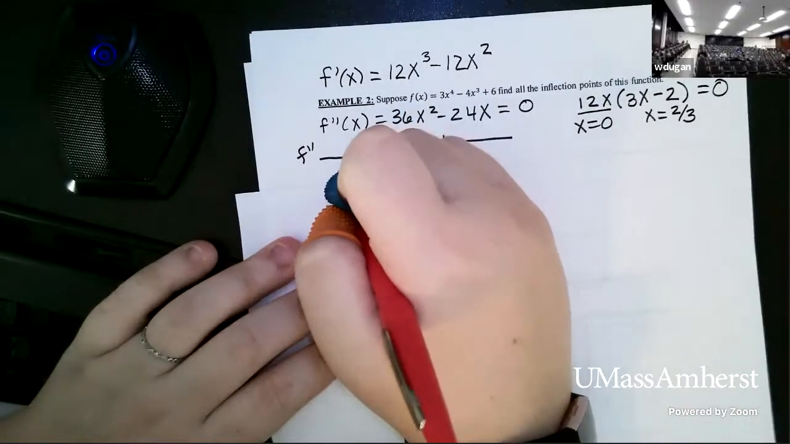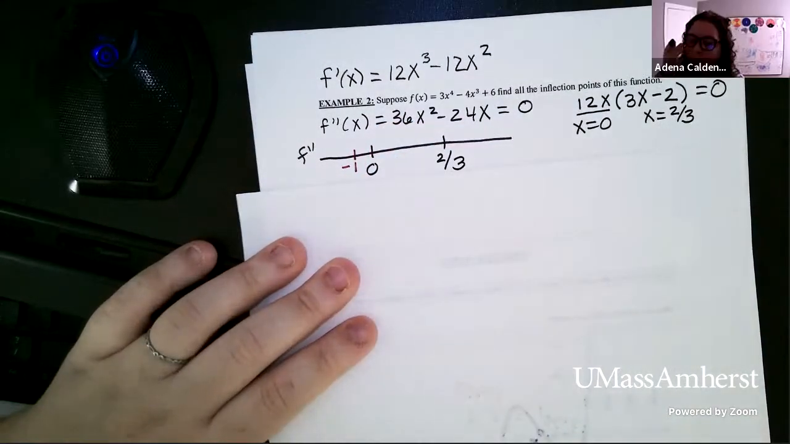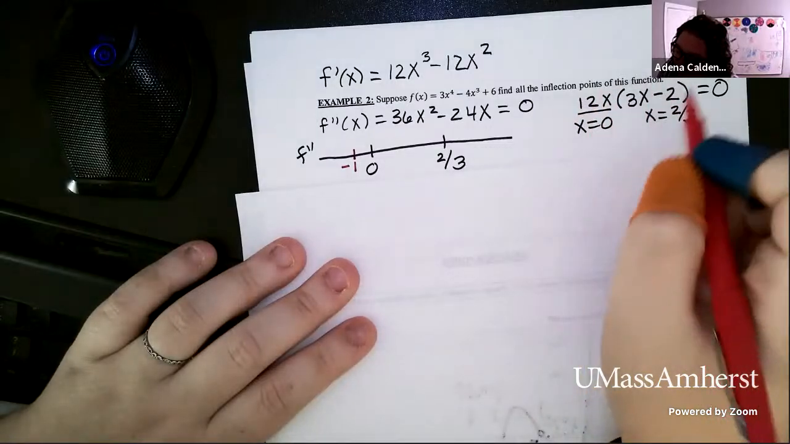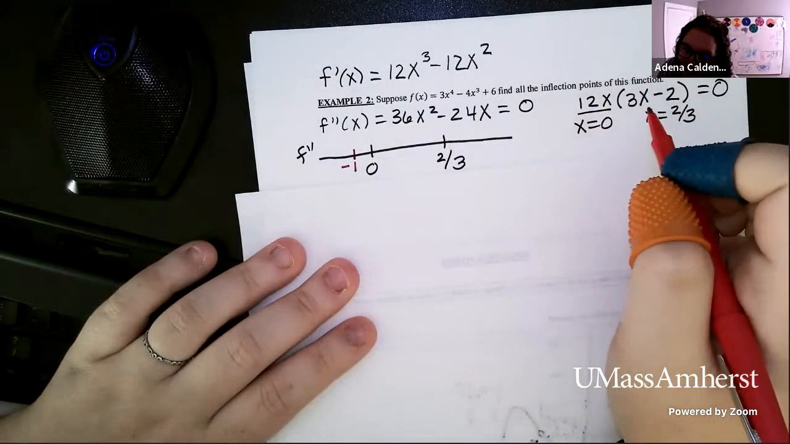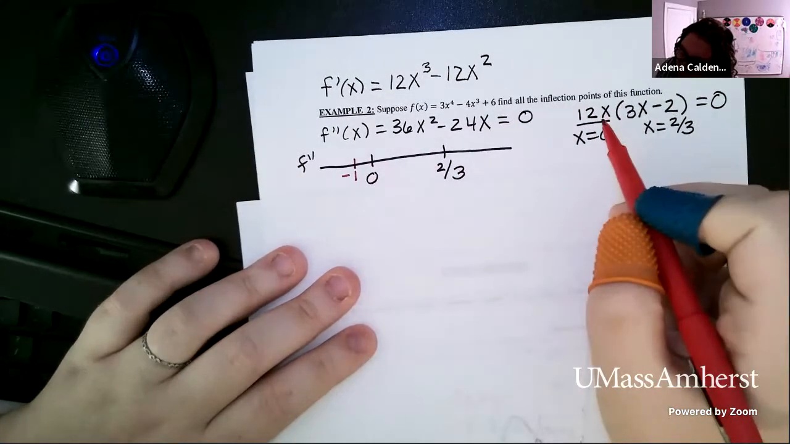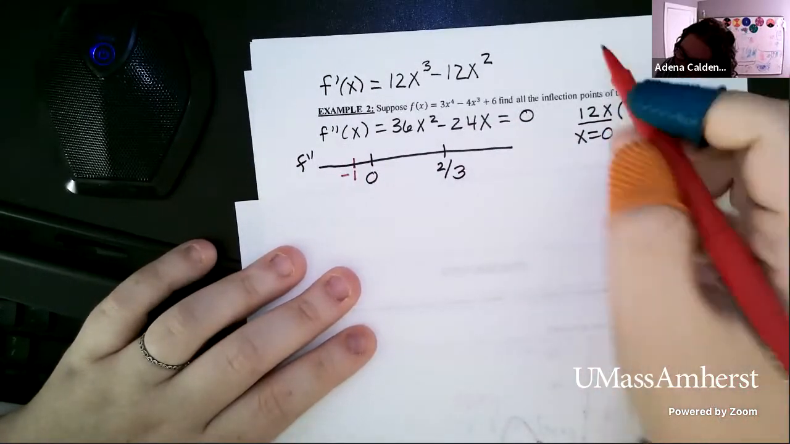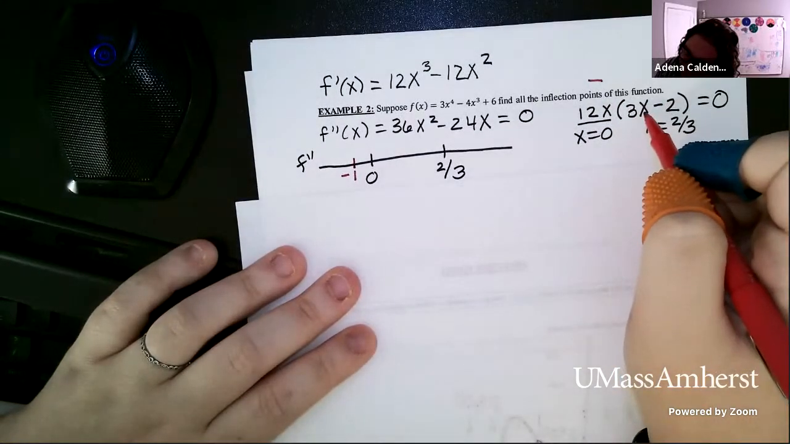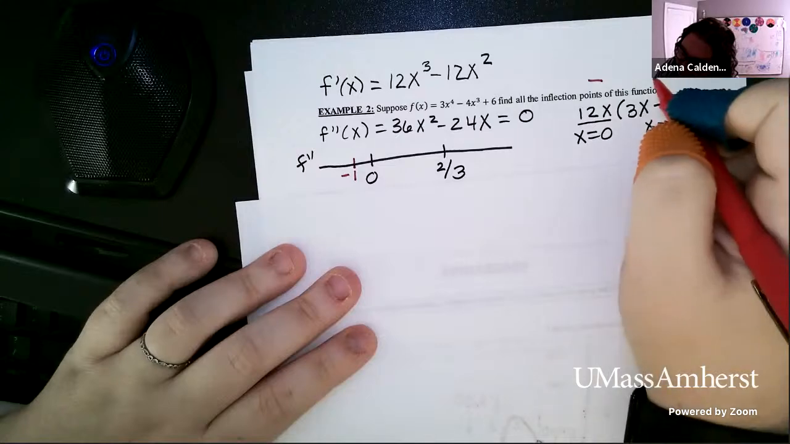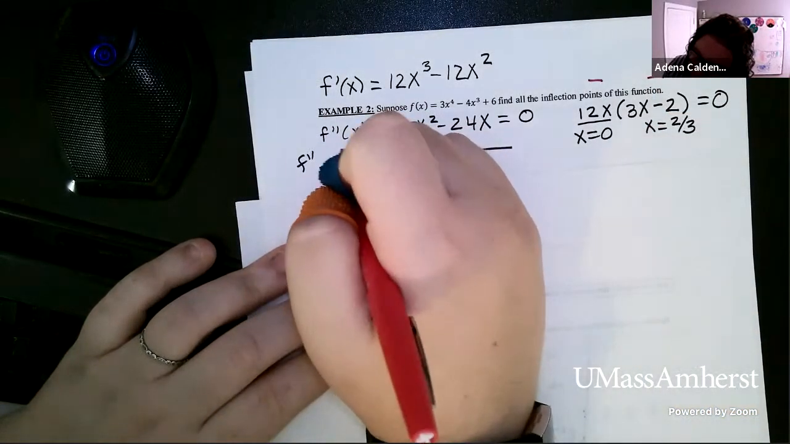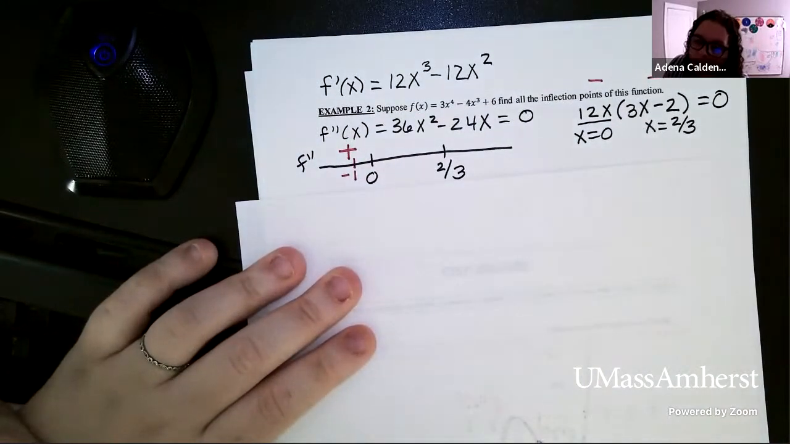So I do want to point out that, like when we did the first derivative test, you can also just think about the factors and whether or not things are going to be positive or negative. So for example, at -1, 12 times -1 is negative. And then 3 times -1 is -3 minus 2. That's negative. Negative times negative is positive. So you can do it that way.